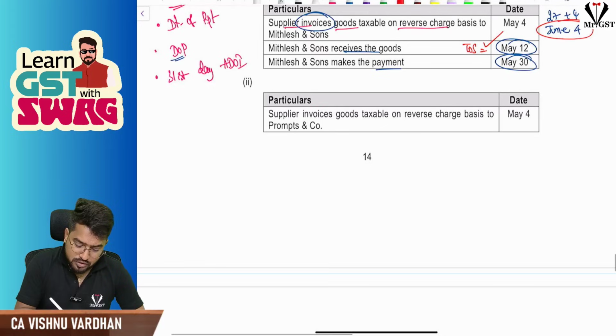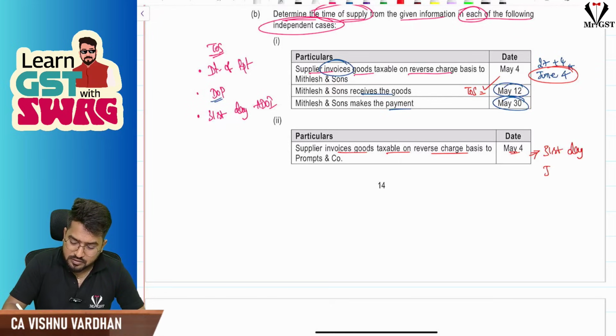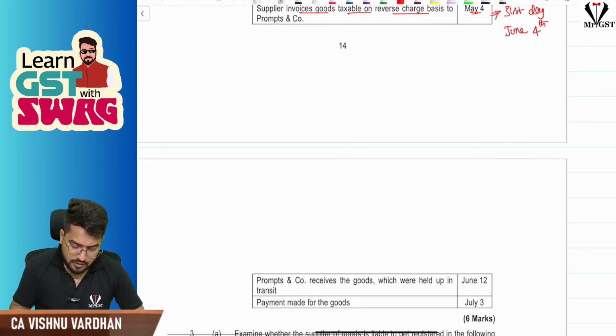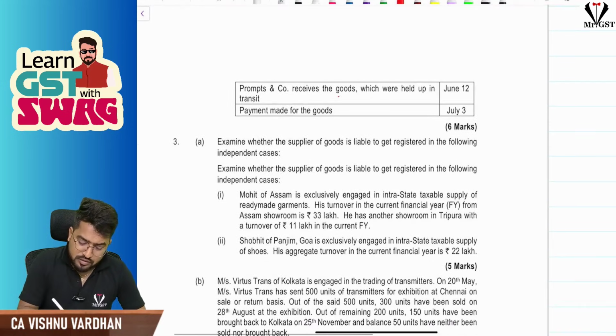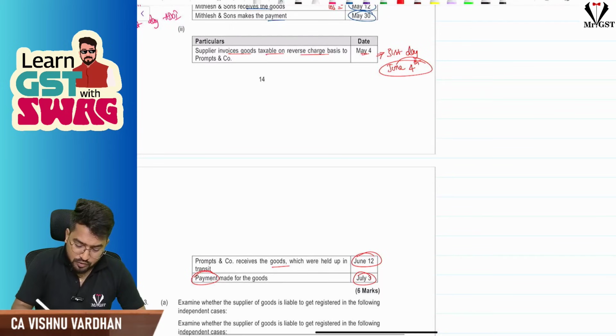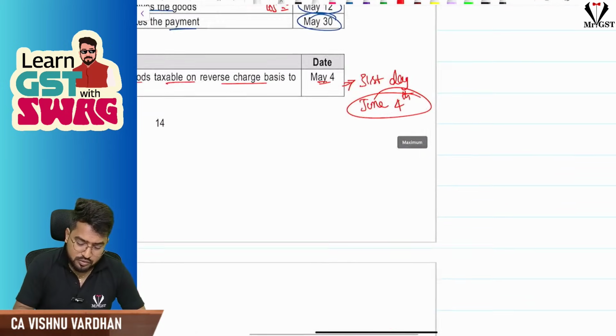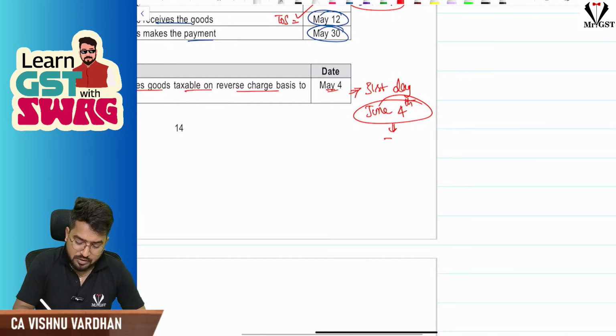supplier invoices goods taxable on reverse charge. Again, this is also a reverse charge one. Same May 4th, so we have to calculate the 31st day. The 31st day is June 4th. Next, receives the goods on June 12th, makes the payment on July 3rd. So if you compare June 4th, June 12th, July 3rd, the time of supply will be nothing but June 4th. So this is the time of supply, whichever is earlier.